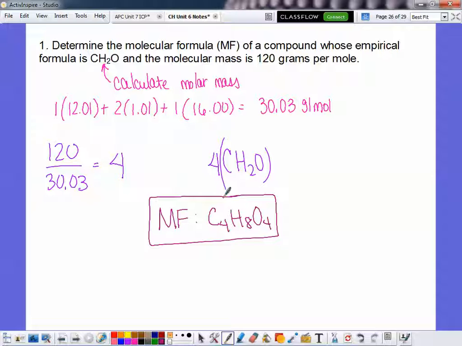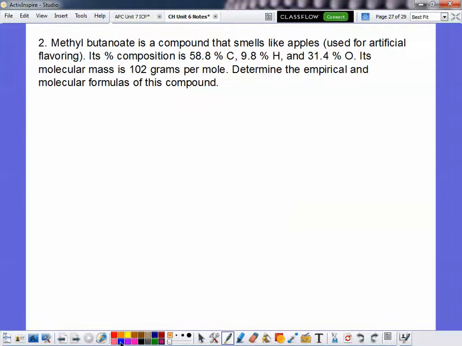All right, why don't you guys try this last one? With this one, you're going to have to determine the empirical formula first and then the molecular formula. So this is all together: percent to mass, mass to mole, divide by small, multiply by whole, and then calculate the molar mass of it, divide it into the total molar mass, which is given in the problem, and find the molecular formula as well.